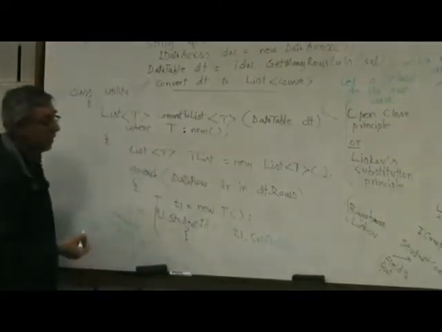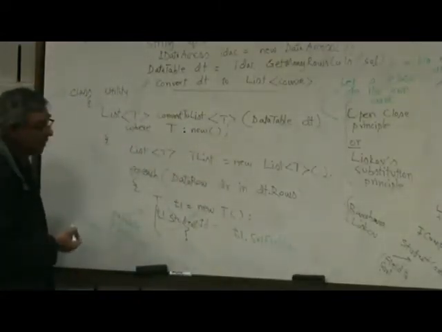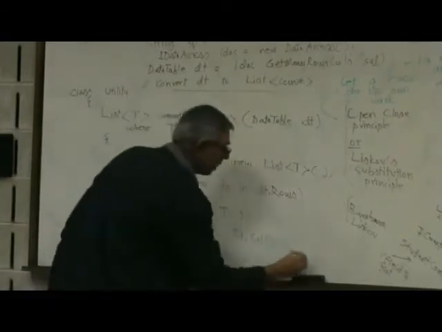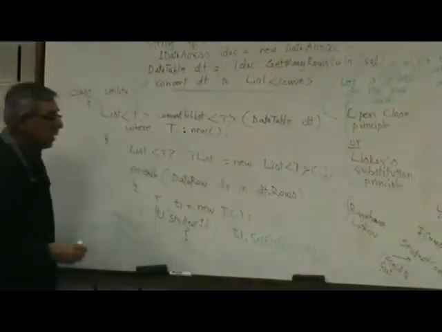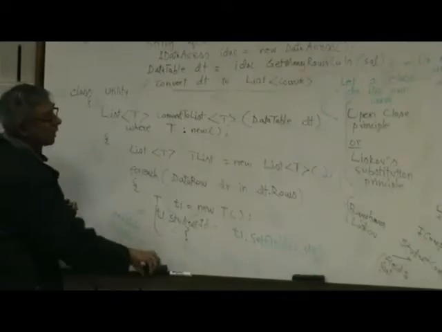Let's pretend there's a method in T1 that we will write called setFields, and then we will pass it the data row. Okay, so now let's go to, if T happens to be the student.